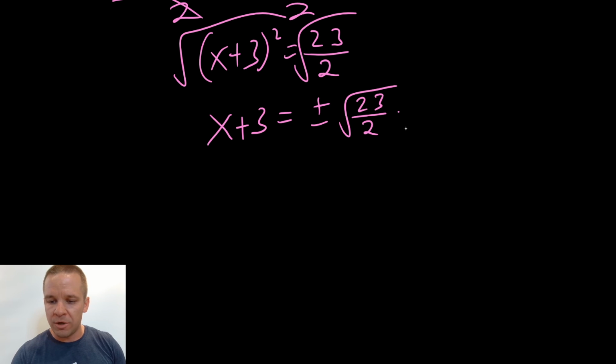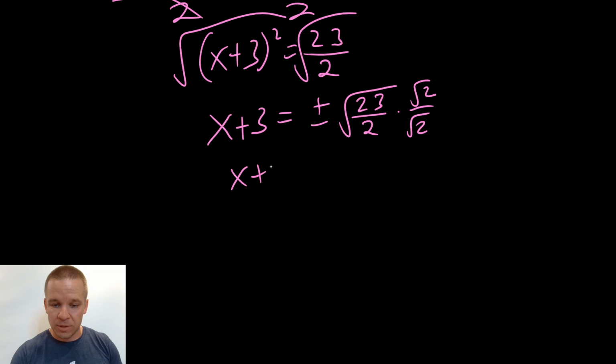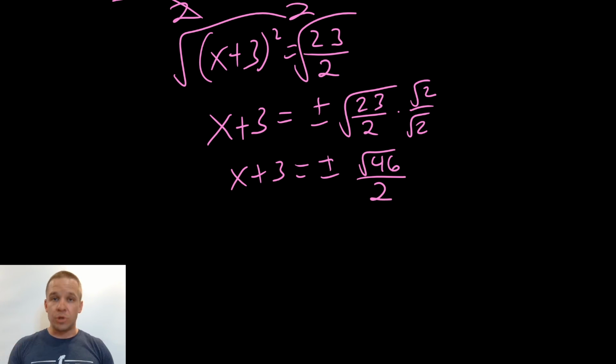So I'm going to multiply numerator and denominator by root 2 over root 2. So that means I'm going to get x plus 3 still over here, plus or minus. Now, 23 times 2, that's going to be 46. So I have the square root of 46 divided by 2. All right, there we go. Not too bad. I shouldn't have complained so much.